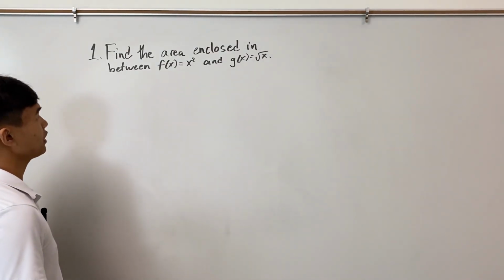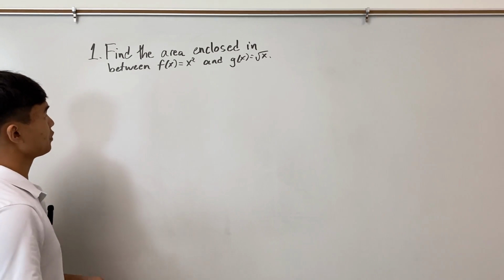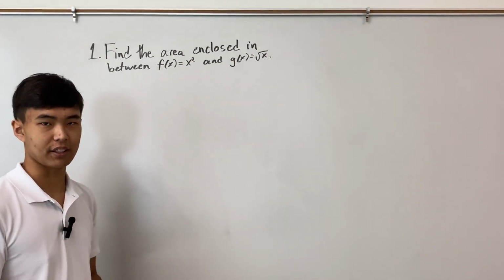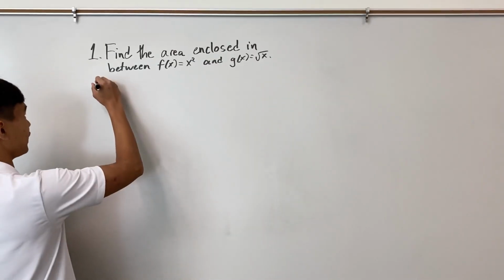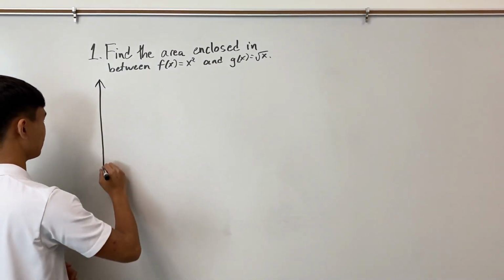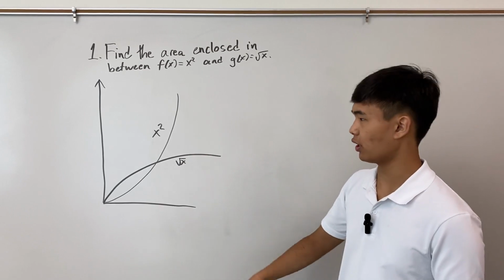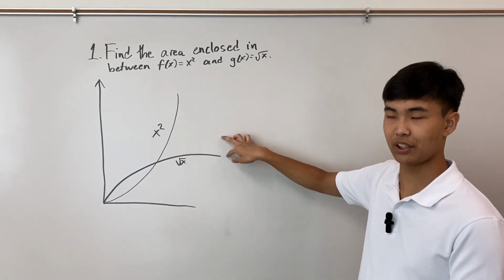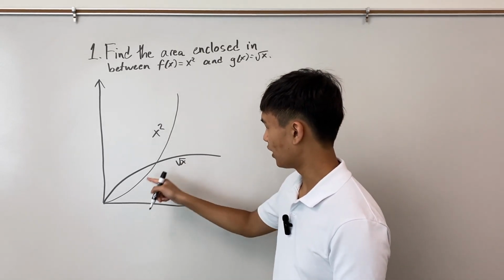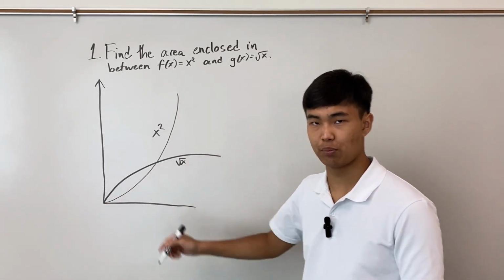This first one says, find the area enclosed between x squared and square root of x. It's always nice when you're doing these kinds of problems to have a picture so you know how many intersection points you have to find. For reference, in the first quadrant, this is what x squared looks like, and this is what root x looks like. So we have to find these two intersection points.